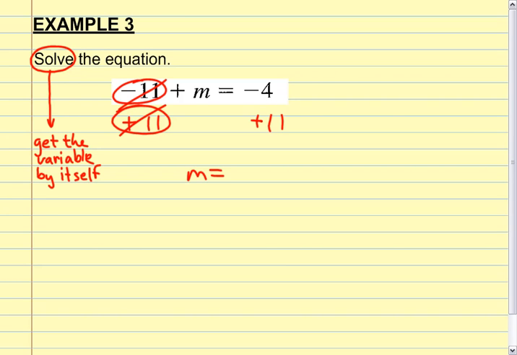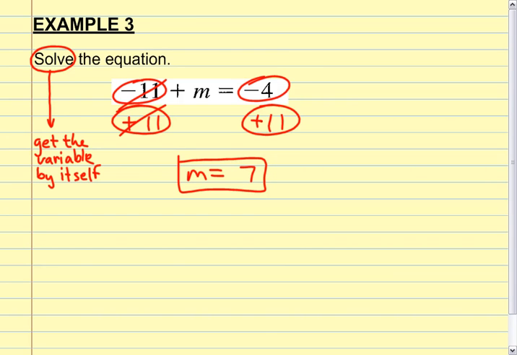M. But now when I combine -4 and positive 11, what does that leave me with? Maggie H? 7. Positive 7. So M equals 7 positives. All right. Done. Solved. Let me try another one.